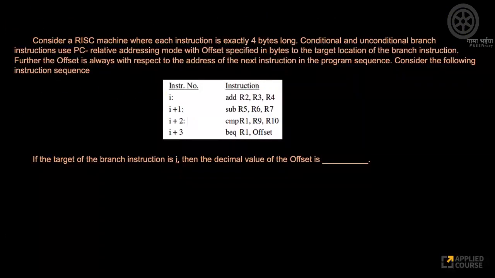Now let's look at another example. Imagine, consider a RISC machine. Don't worry about what RISC is. RISC is one of the architectures, or one of the concepts behind how microprocessors work. We will discuss this when we learn about instruction sets in lots of detail. For this question, this is not important. So let's just ignore this.